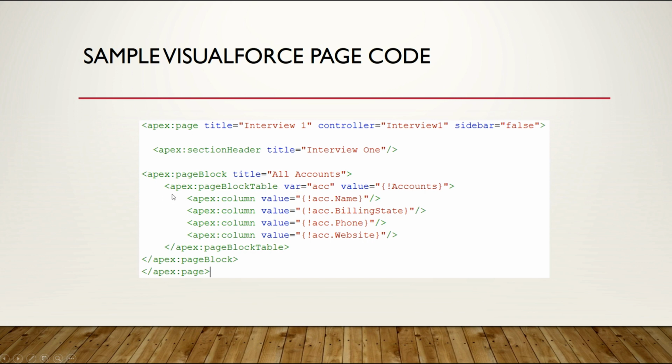Another thing I can talk about is this Apex page block table. We have these attributes that we can also pass within this element here, a variable as well as a value. What's happening here is that we're creating a variable to pull information from this accounts table that we have here. So we can look up and display all that information: the accounts.name, accounts.billing state, and the phone as well as the website.